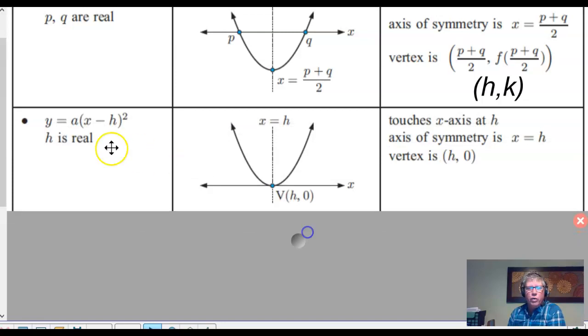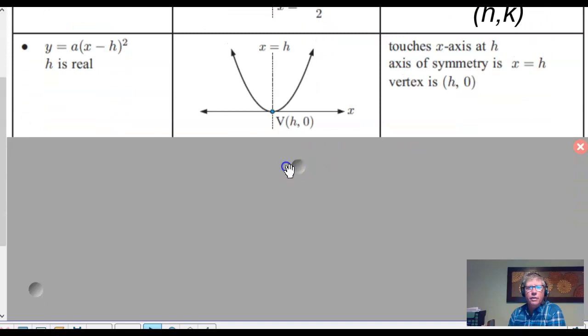I don't like this row. It's a very special case of this row.